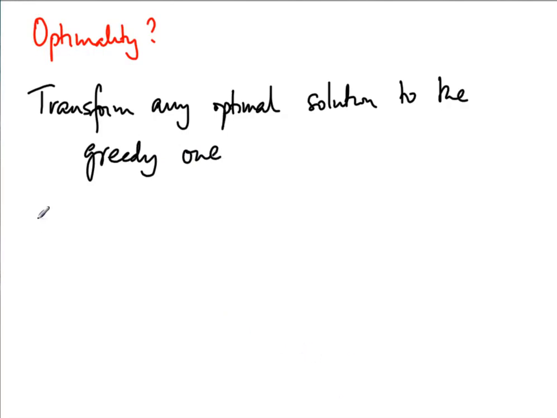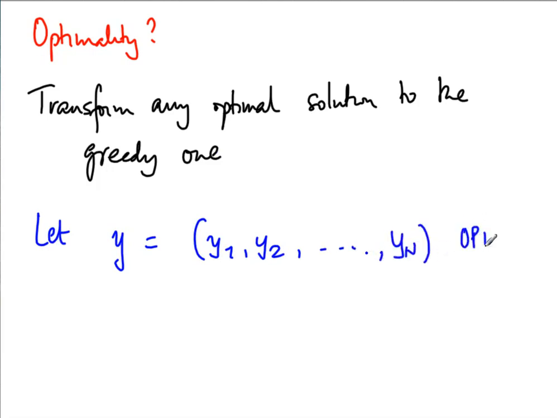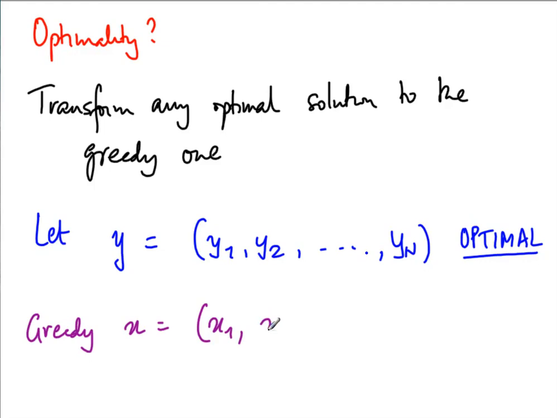Let y be some optimal solution. This is known to be optimal. We don't know how it was computed, but all we know is that the value of y, in terms of the total quantity in the knapsack given by these fractions, is optimal. You cannot do better than this. And what we have in our case is a greedy solution which has possibly a different set of fractions x1 to xn, and we have to argue that the two have the same value. Given that y is optimal, we have to show that x is also optimal.